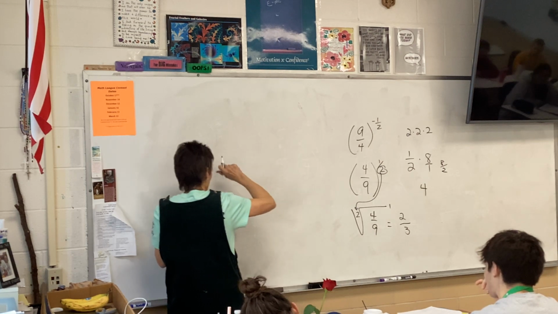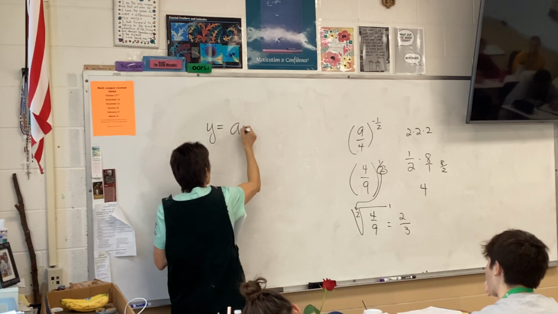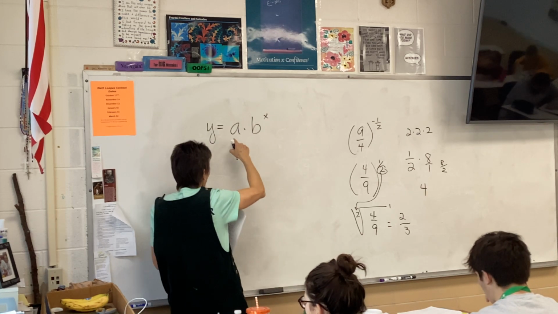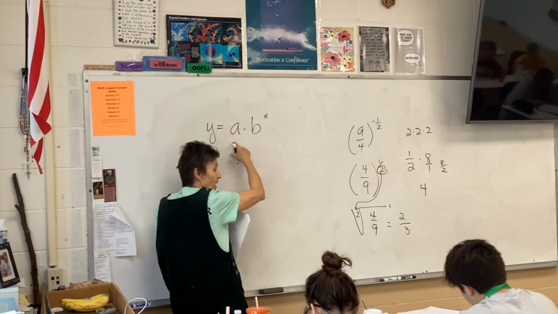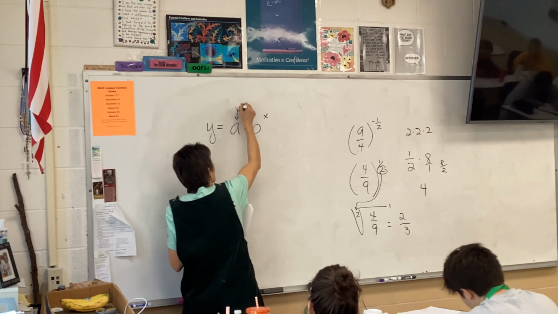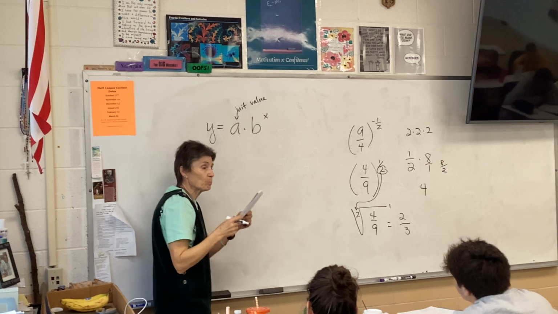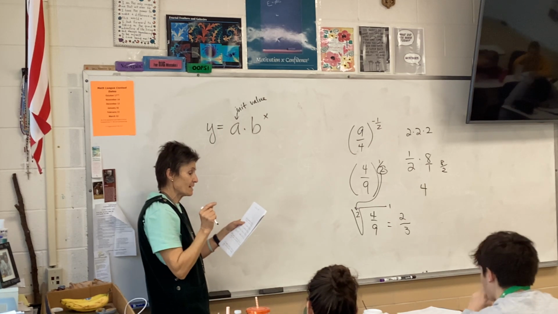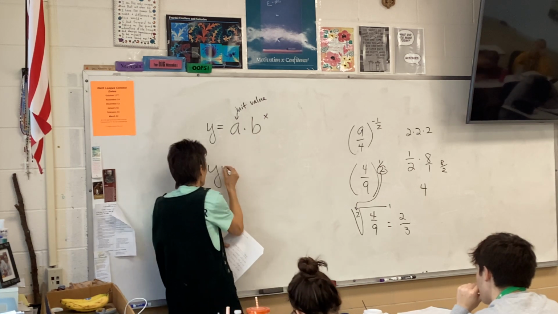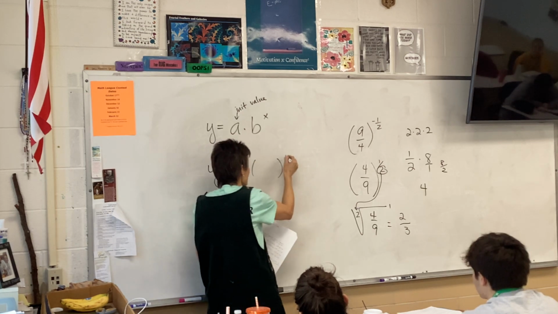Who can tell me what an exponential function looks like? Y equals a times b to the x. Right? And what did we say about a yesterday? What is a? The initial value. Whatever this is, it is the initial value. So in problem A, it says the initial value is 4. So don't I know already that I'm going to have 4 times something to the x?